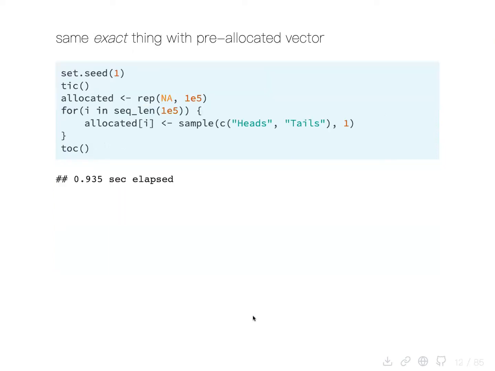By contrast, if I pre-allocate that vector first, and I just say allocated rep NA 100,000 times, right? And then I'm just filling in each of those with my sample, the whole thing runs in less than a second. Okay, so that is a ridiculous difference, right? And again, this is a very, very simple operation.